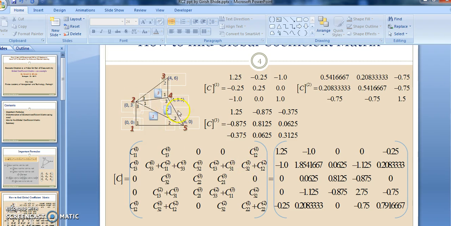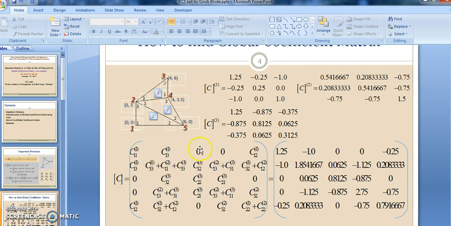Let us take one more example of a mutual term, C54. So in this case there is only one element, that is element number 2, and hence the term will be C23 of 2 or C32 of 2 because they are symmetrical terms. So in this way we can find out all the self terms and mutual terms.